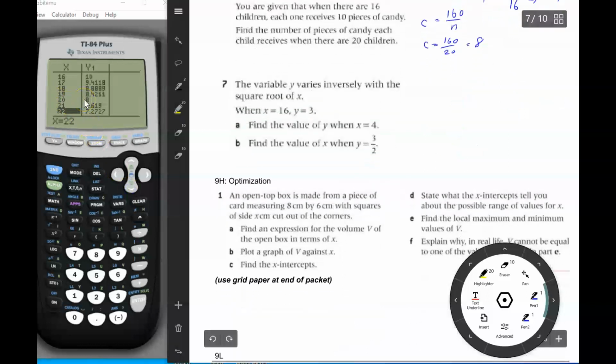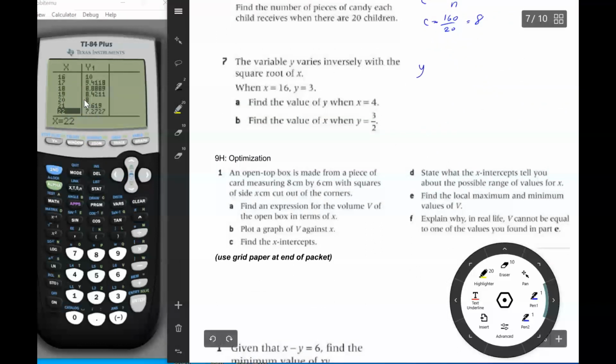Okay, let's go to 7. The variable y varies inversely with the square root of x. If we want to write it as an equation, it would be y equals k over square root of x. Then they give us a pair of numbers which makes that true, which is 3 equals k over square root of 16. So that's 3 equals k over 4. If I multiply both sides by 4, I end up with k equals 12.